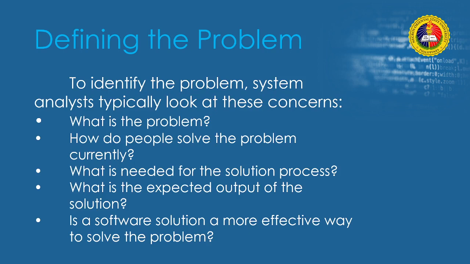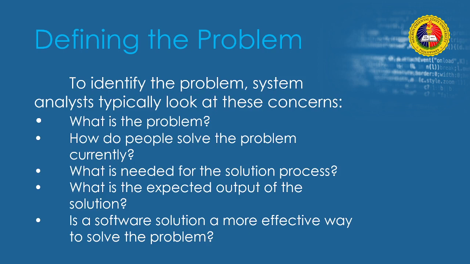And then what is the expected output of the solution? They expect that once there is already a program, it will make things easier and faster for the Lucky 99 staff. Right? And with the program, they can speed up their work, attend to more customers, and make greater progress in their working hours, greater progress throughout the day.